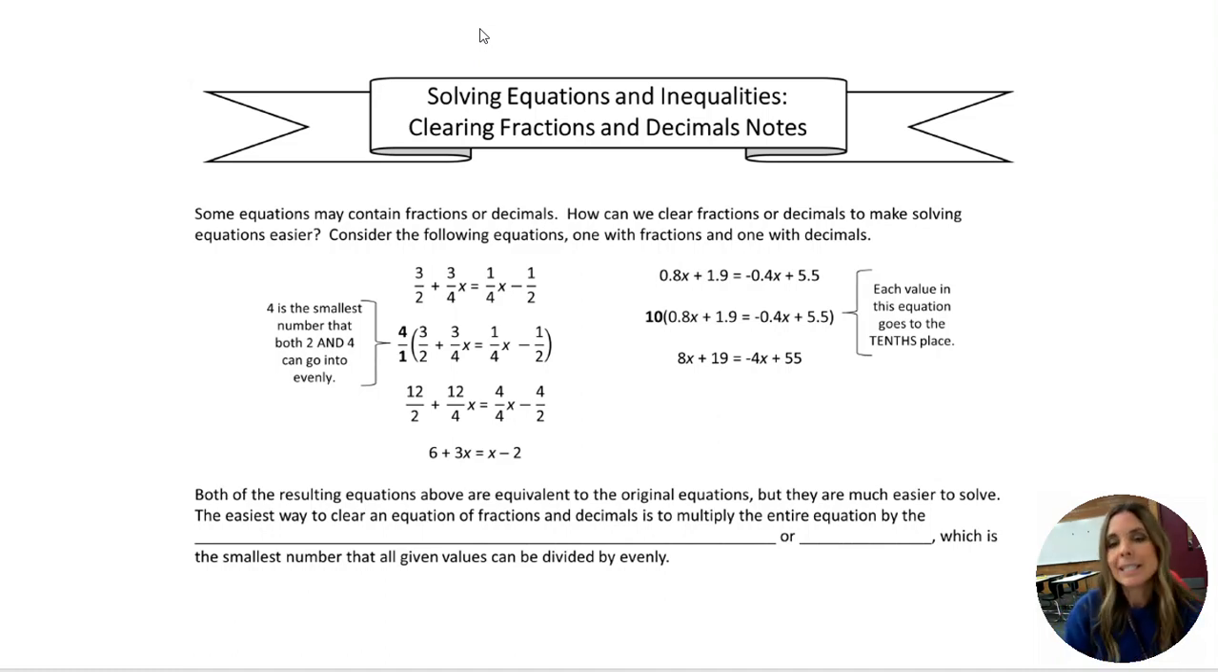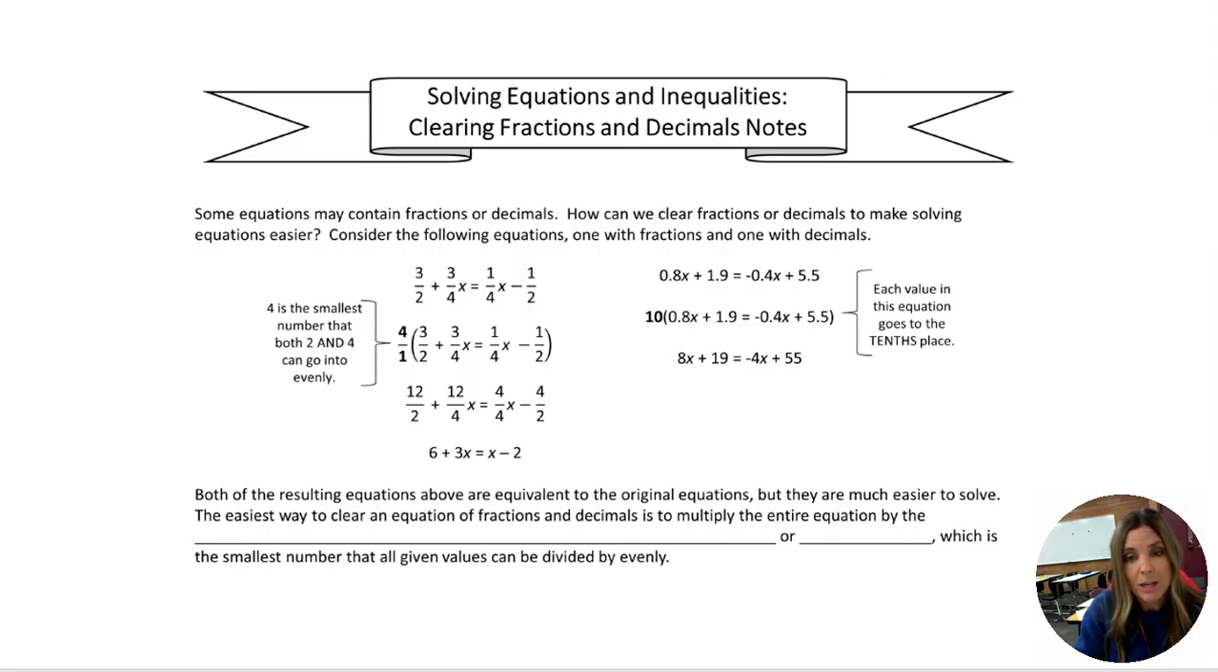Hi you guys, this extension is going to be one where you learn to solve equations that have either fractions or decimals in them, and you learn a skill of being able to just clear out the fractions or clear out the decimals so that it makes doing the math by hand a little bit easier.